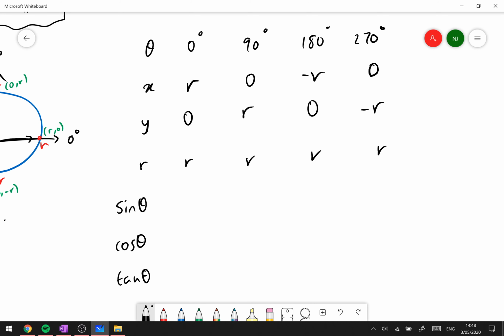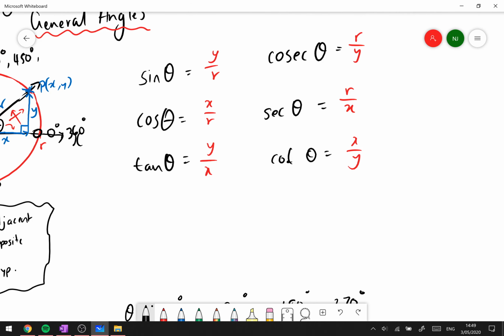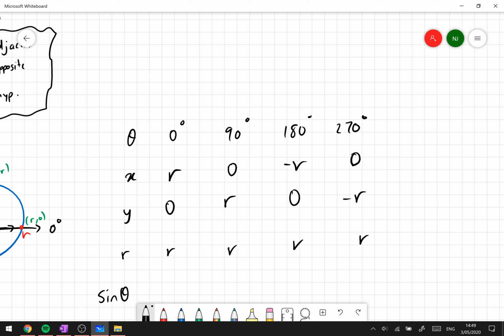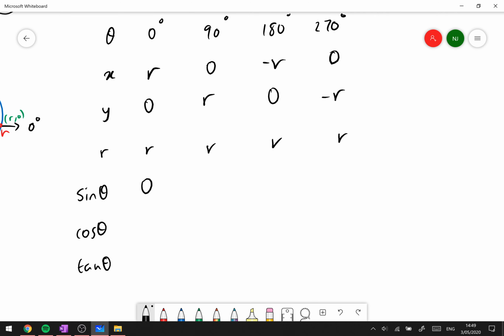So sine is defined as y over r, so y divided by r. So 0 divided by r, well, that's just 0. So sine theta at 0 degrees is equal to 0. And you can put that into a calculator to test it. Try typing in sine of 0, and it'll give you a value of 0.